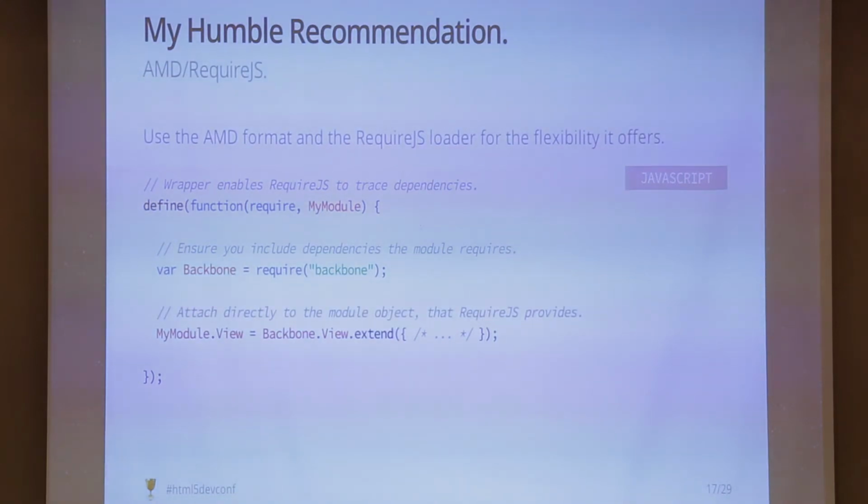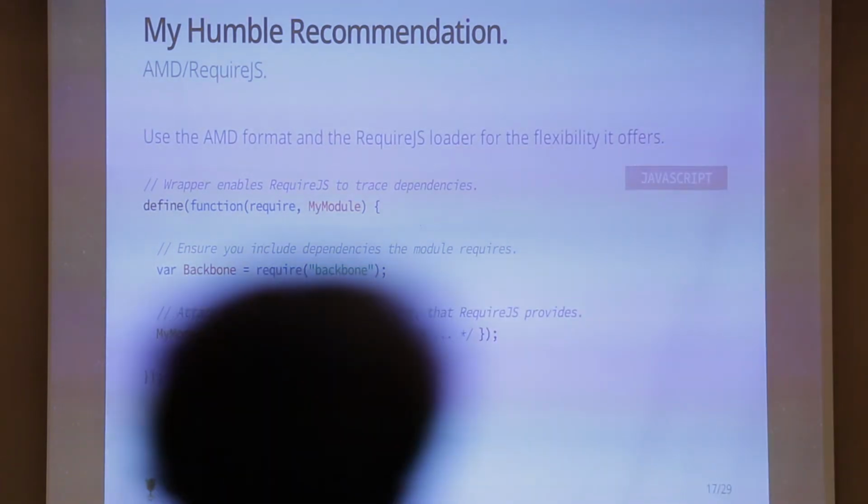So what I have here is just a sample of what an AMD module looks like. I'm hoping most people here know it, and if you don't quite understand AMD and requirejs, hopefully this gives you some idea of what you're in store for. So this define function can be defined many different ways. There are many different ways that you can do a definition in AMD. This is just one of them.